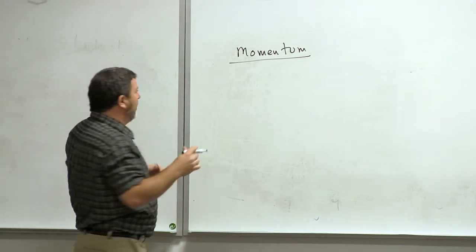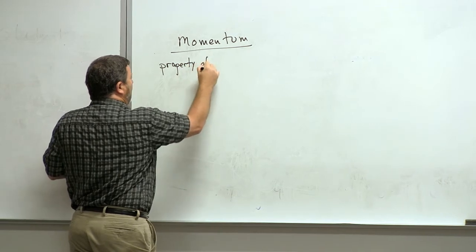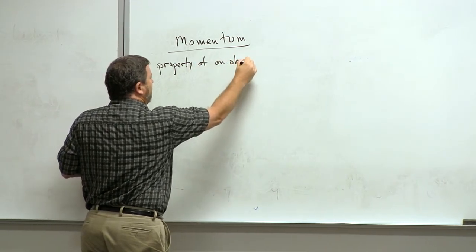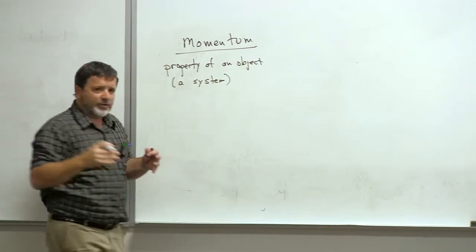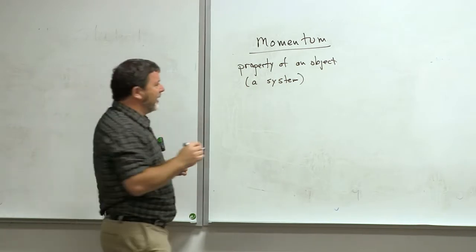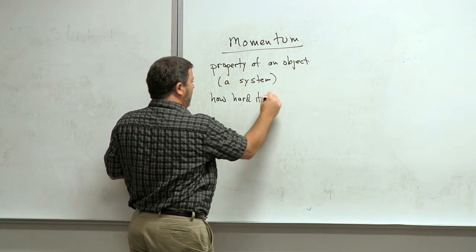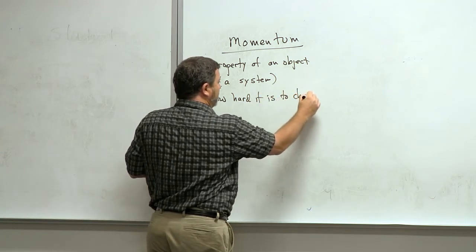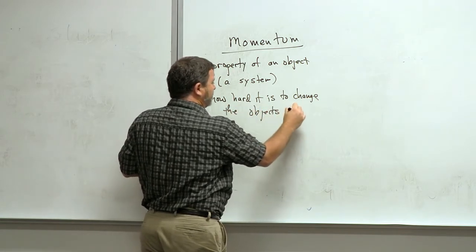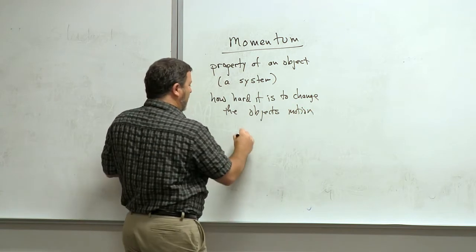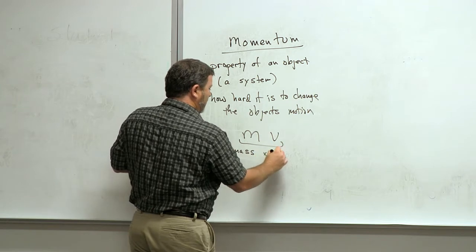So the idea is it's mass times velocity. That's its formula. But one thing to keep in mind, it's a property of an object, or sometimes we'll talk about a whole system and its momentum. So it's a property of something, and that's a key word right there. And it tells us how hard it is to change the object's motion. And that's why we get the formula mass times velocity.